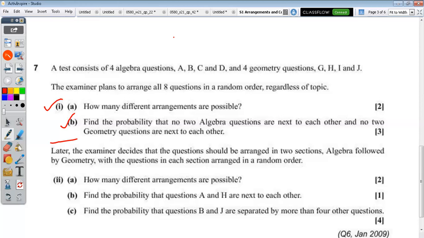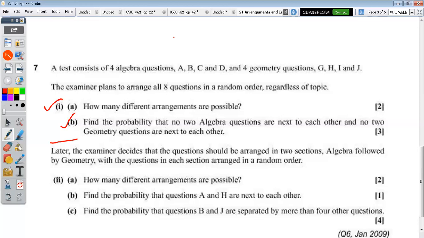So in A, it'll be 4 factorial, which is 24. There's 24 different arrangements out of A, B, C, and D. And then it'll be 24 again for G, H, I, and J. No, that's not correct.